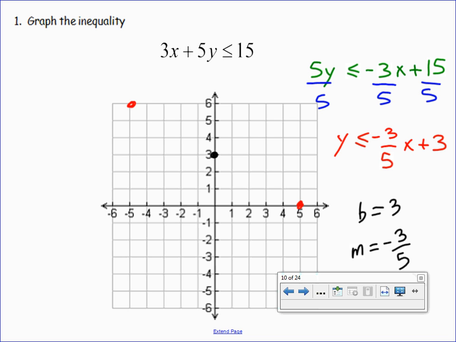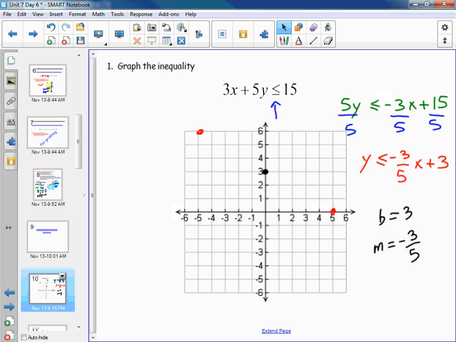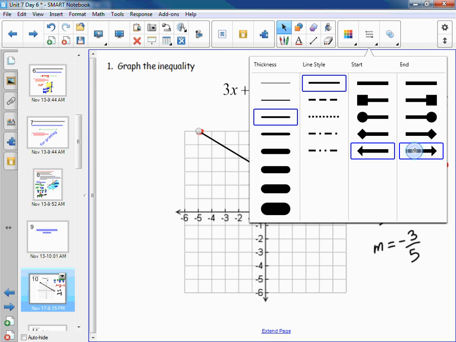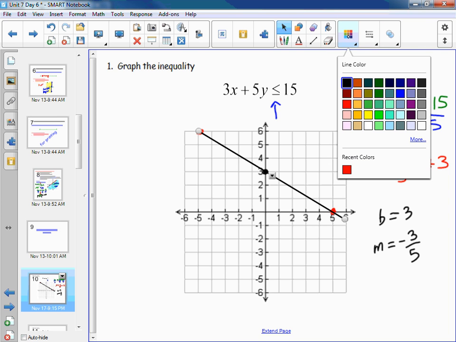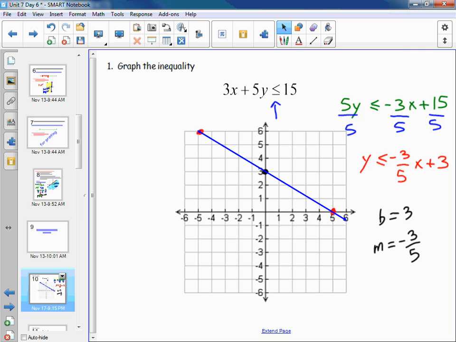Next, will my boundary line be solid or dashed? Chrissy? Solid. Solid, thank you. Because I'm on a greater than or equal to or less than or equal to, I'm going to include the boundary line, so I'll make it solid. And I'll do some arrows. And solid and blue. Very nice.